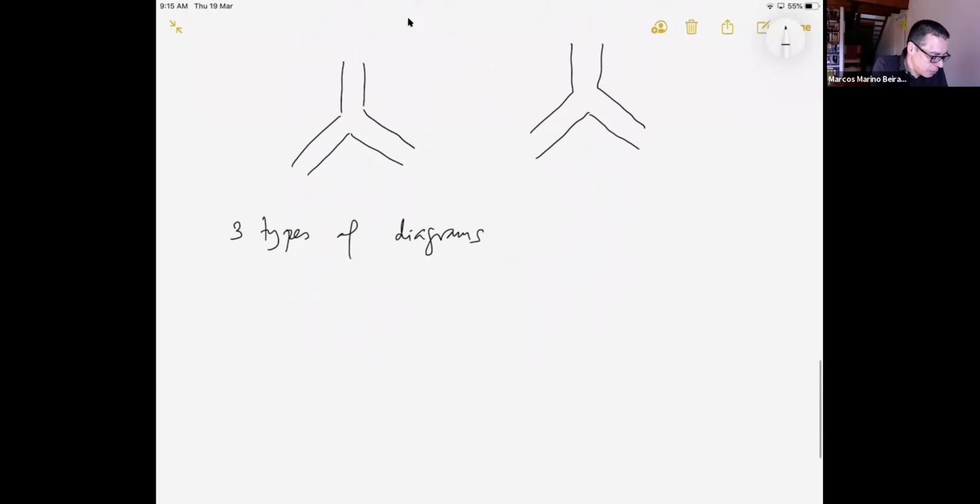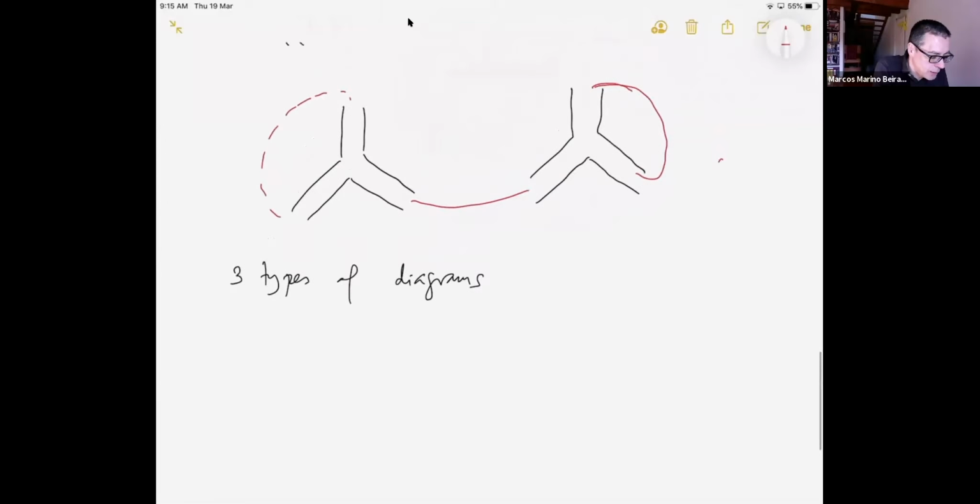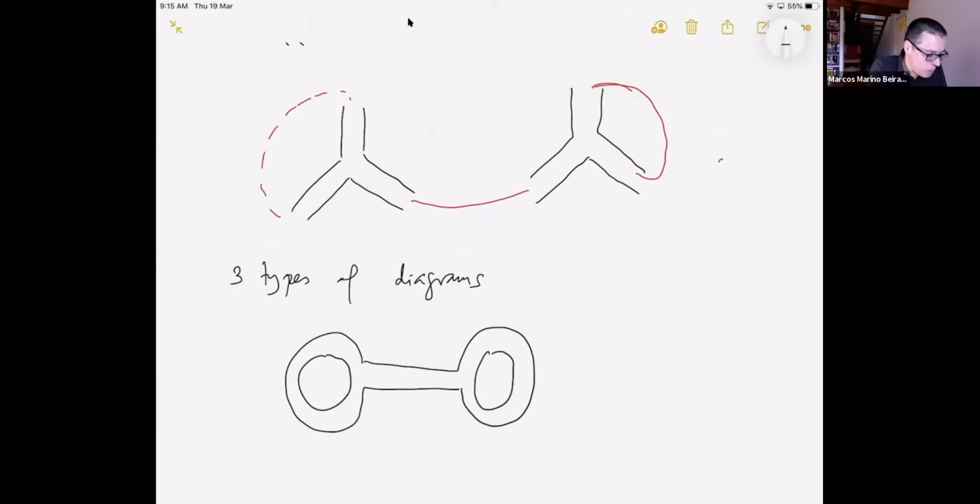So the first diagram we get is the one in which we join, so this is actually one of the few advantages of using the iPad like this. If we join this like this, and this like this, and then we join this like this, we will get this diagram. Okay, so that's the first diagram we get.